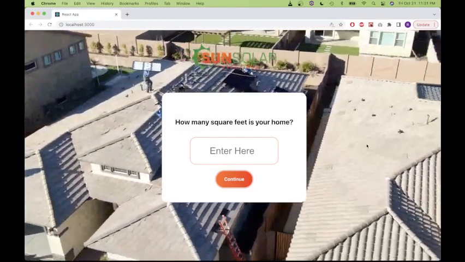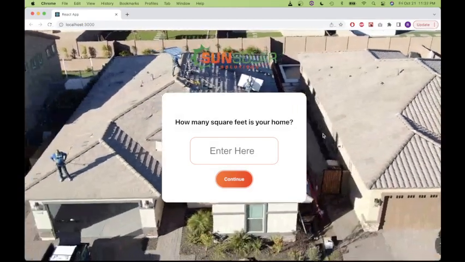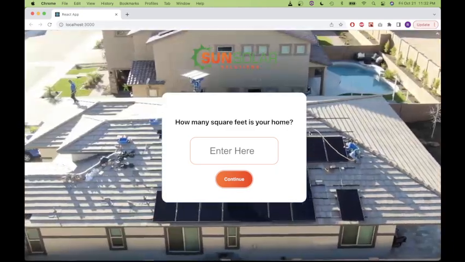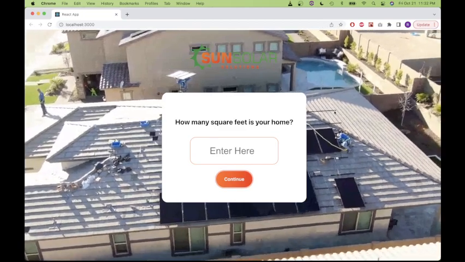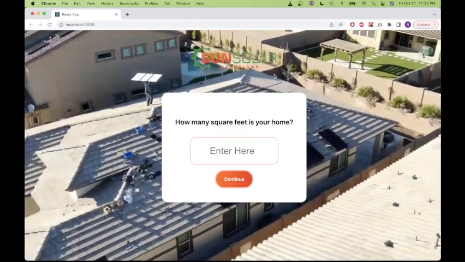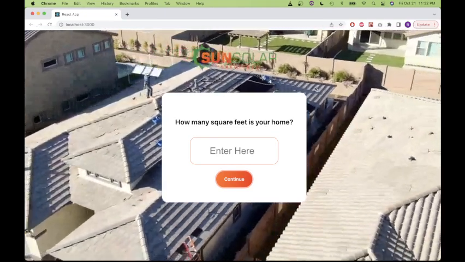I created a solar estimator app which basically gives you an estimate for what your federal tax credit would be if you were to consider going solar. And I did this for one of my family members who is co-owner of this company, Sun Solar Solutions. That's sort of where I got the idea for this app.